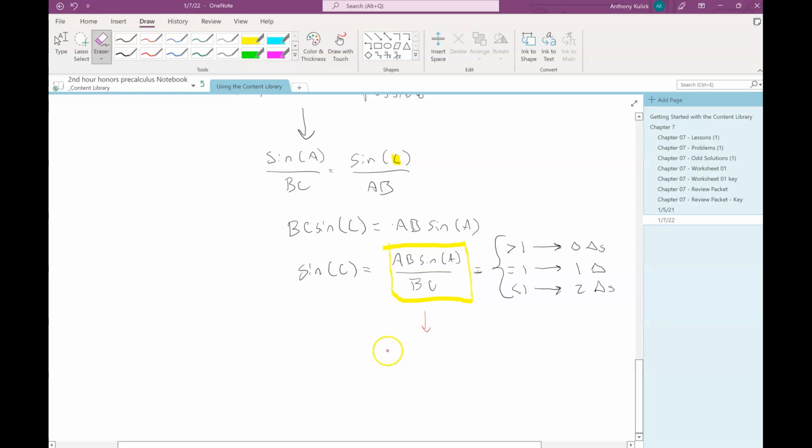Another way to interpret this would be: longer side times sine of the given angle, divided by the shorter side, is maybe sometimes an easier way of thinking about that.